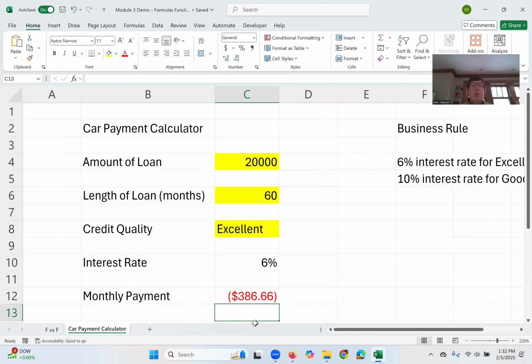And when I make that change, that will give me the correct answer, which is if I were to borrow $20,000 for 60 months with excellent credit that gave me a 6% interest rate, my monthly payment would be $386 or $387. You notice it's in red, it's in parentheses. That's a sign that it's a negative number.